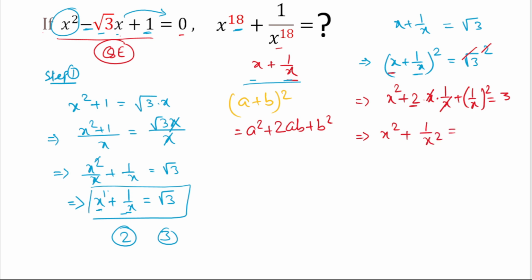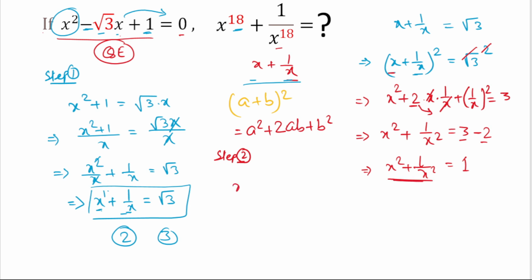So we'll write it as 3, and the number value, that is 2, we'll take it to the right hand side, so it will be negative 2. Now the value of x square plus 1 by x square is equal to 1, since 3 minus 2 is 1. So in the next step, step 2 for the solution of this problem, we will cube this value.